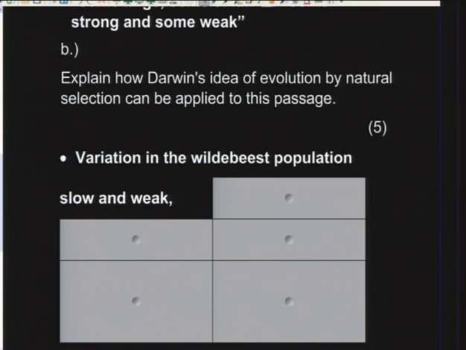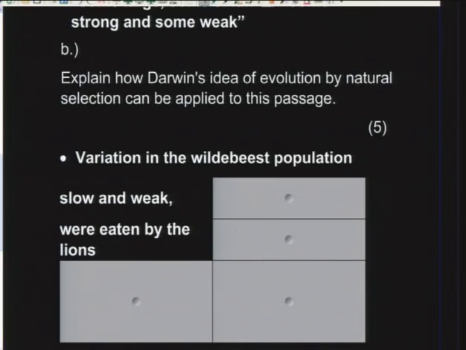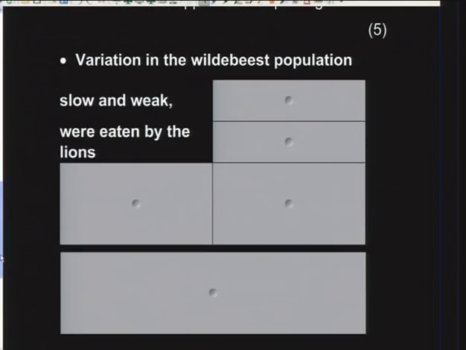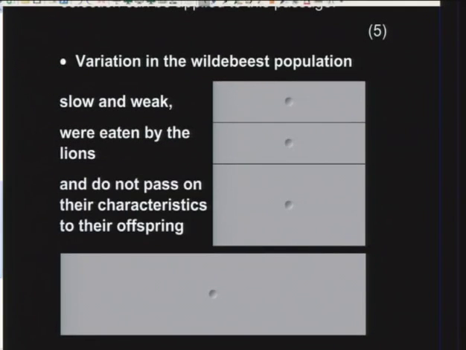Some were maybe slow and weak. Those that were slow and weak were eaten by the lions. And because they're eaten by the lions, they do not pass on their characteristics to their offspring.